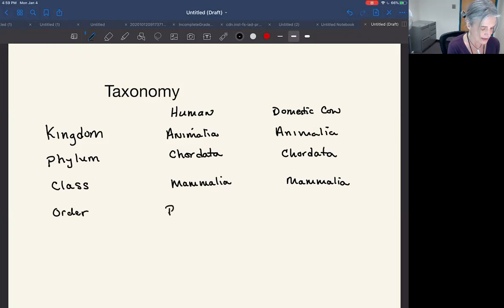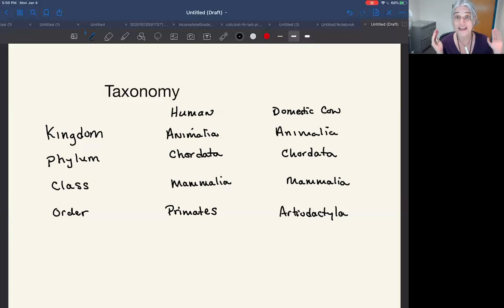We are primates. Cows are hooved organisms, and they are in the order Artiodactyla. Artio, that's a T-I-O, Artiodactyla. Okay, so that is the first designation where we have now narrowed it down to a point where humans and cows are in different groups. So kingdom, phylum, class, order. What is next? Family.